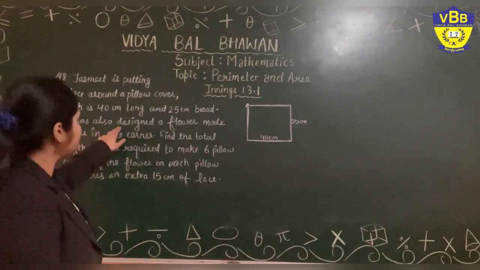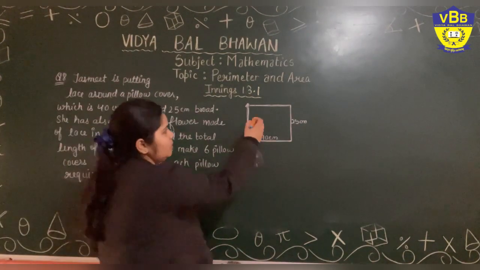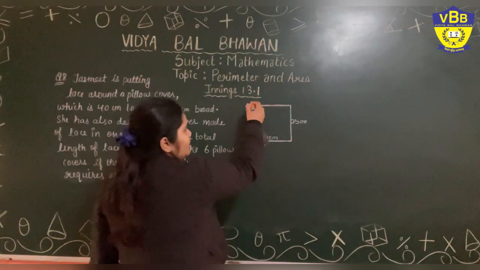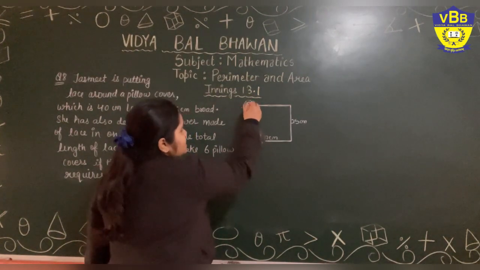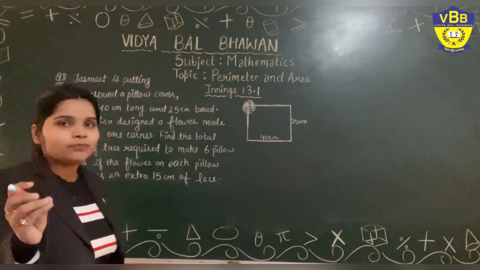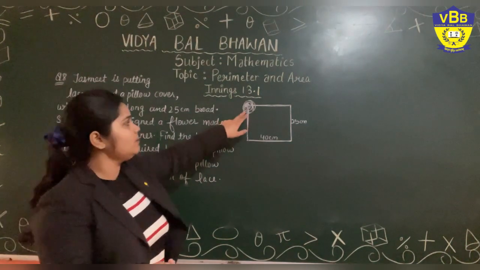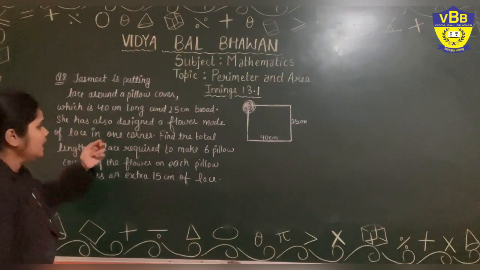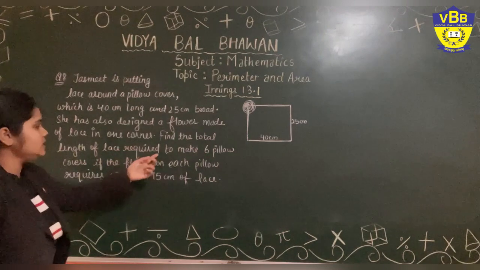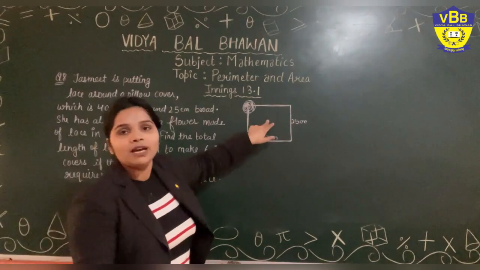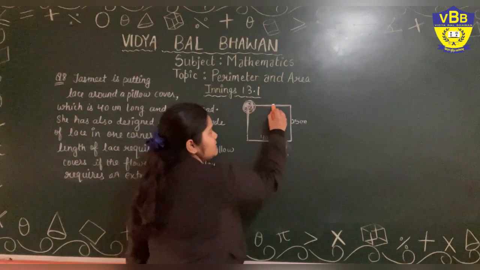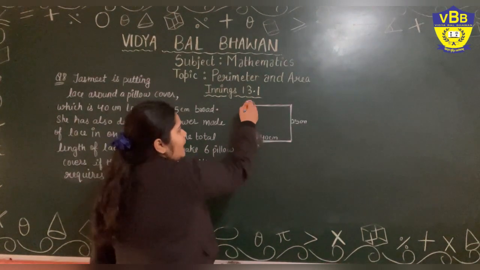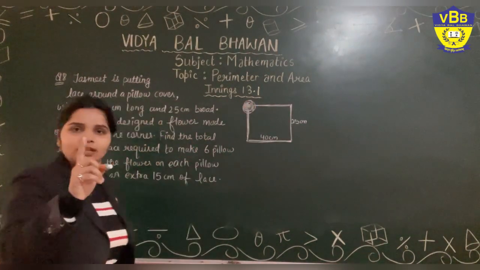Further it is saying she has also designed a flower made of lace at each corner. That means this flower will also require some lace because she is making the flower with lace. She will require some more lace for this one flower. Find the total length of lace required to make 6 pillow covers. This one pillow cover will require lace equal to its perimeter and some extra lace for this one flower.